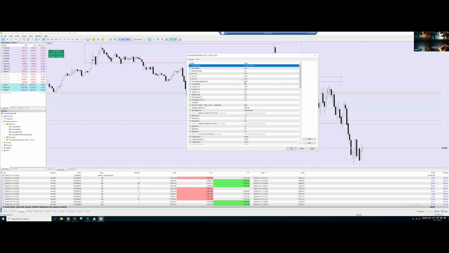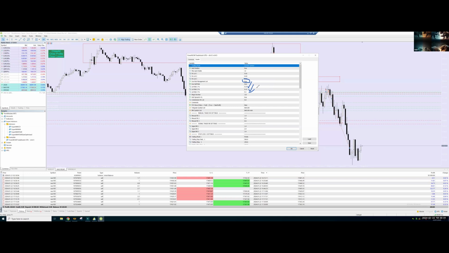Use risk management, I have it set to true. My first position opens 0.25%. My second position opens 0.1, my third position 0.15, and my fourth position is 0.1. Okay, so that's 0.5% risk per trade that I'm taking.